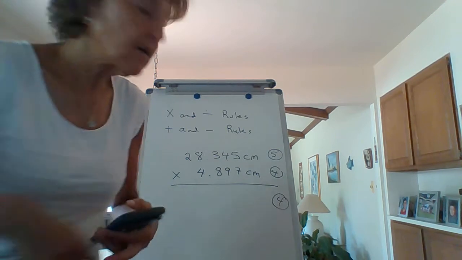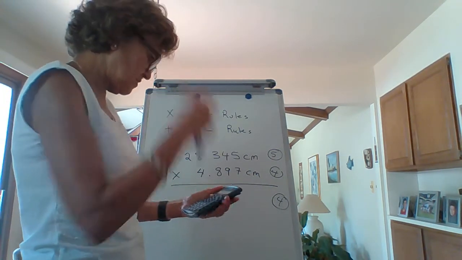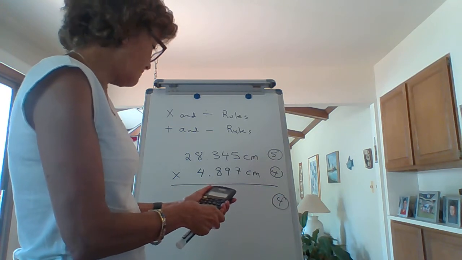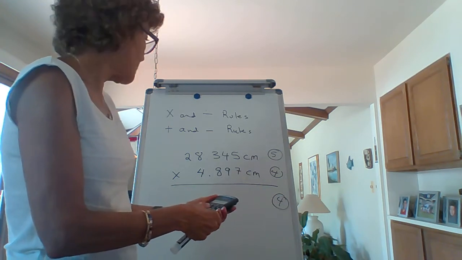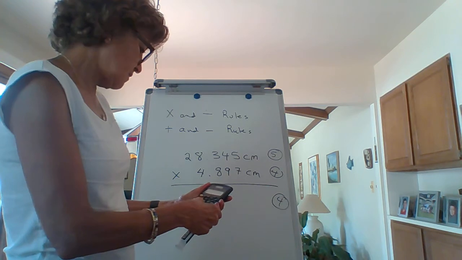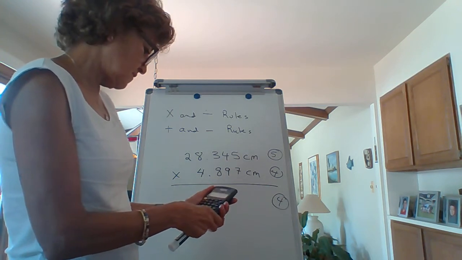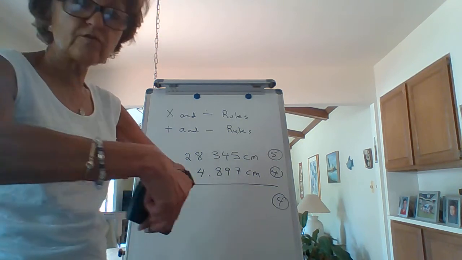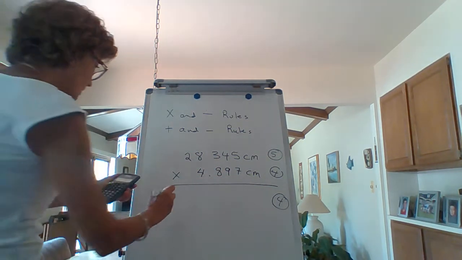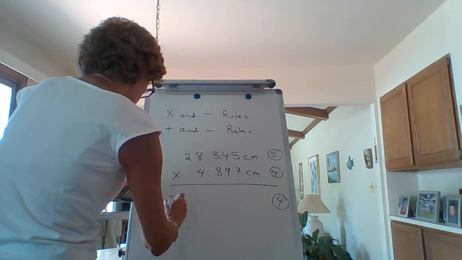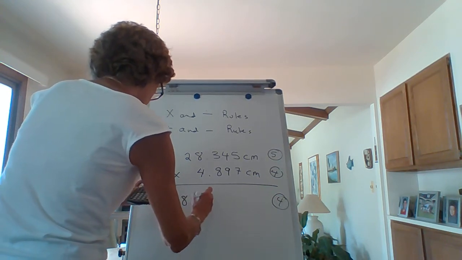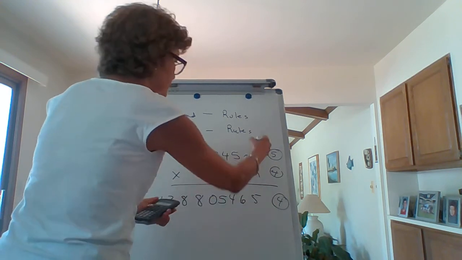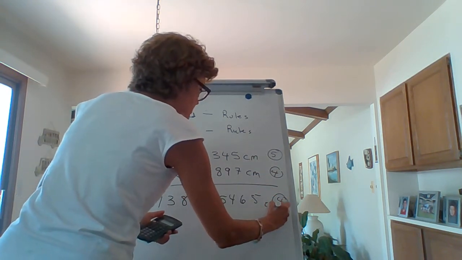And I need my glasses. Let's put these numbers in, guys. So 28.345 times 4.897. Okay, your calculator gives you this humongous number here. It says 138.80546. And centimeters times centimeters is centimeters squared.